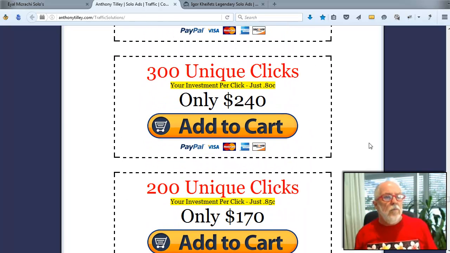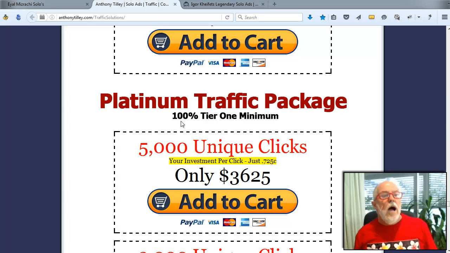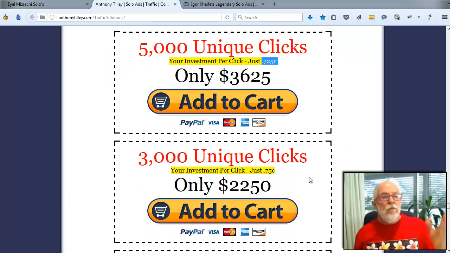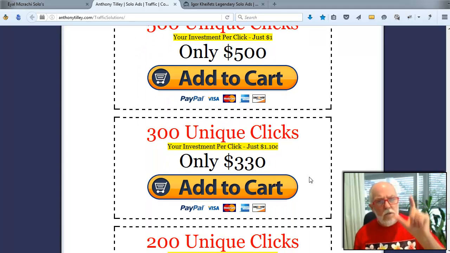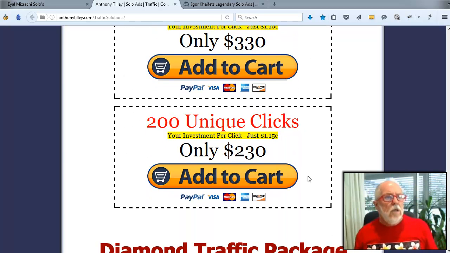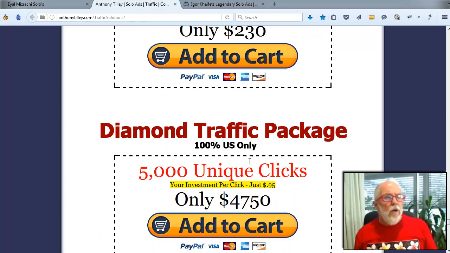I'm scrolling down a bit further. Here we are, 100% tier 1. So only those 5 countries, US, Canada, Australia, New Zealand, and UK. And he's up to 72 cents a click. That's the cheapest, by the way. If you go down where he's doing the smaller order, normally the higher the price. So he's got $1.15 a click there. And his last one here is 100% US only. So it's only going to go to America.